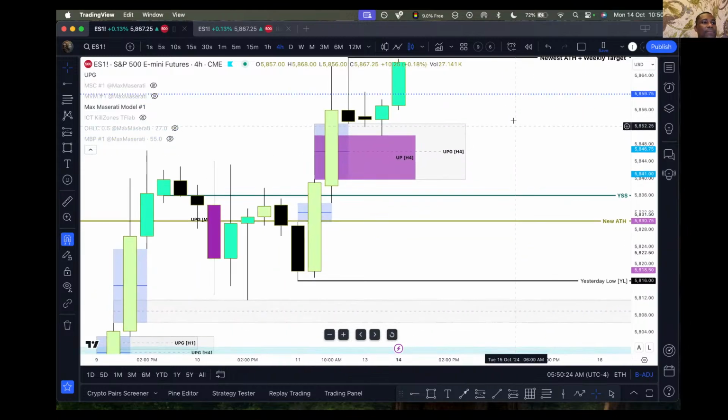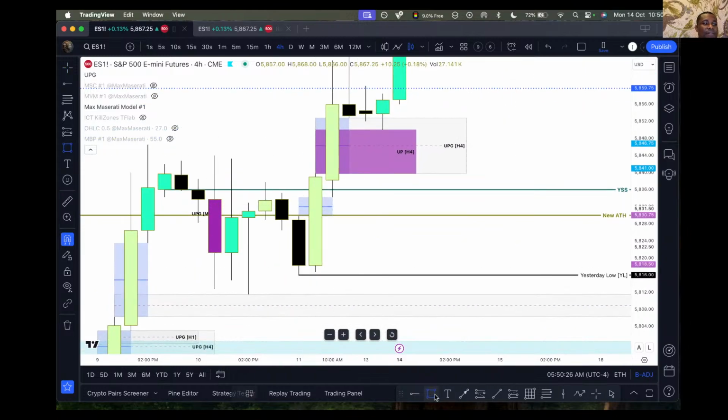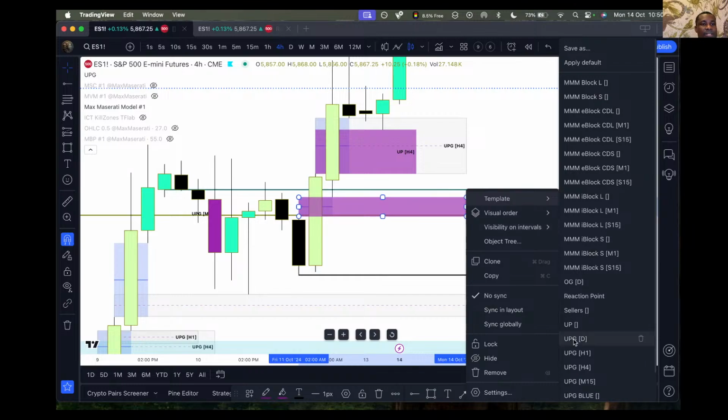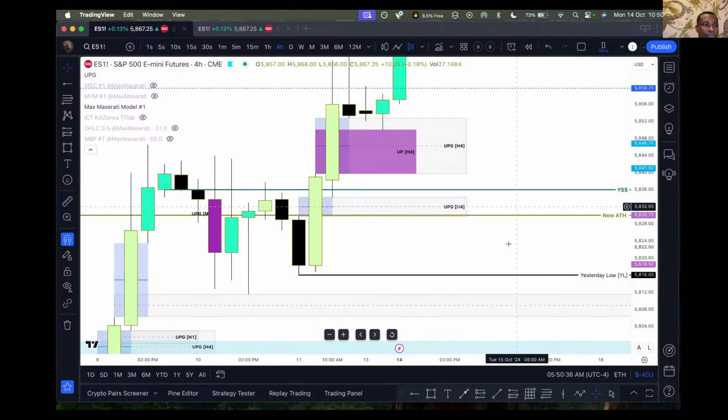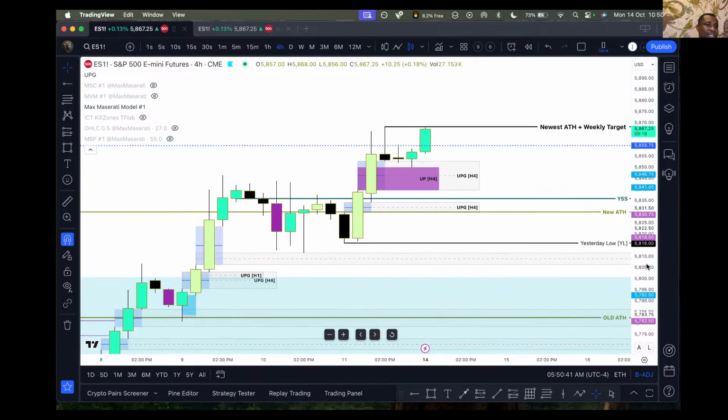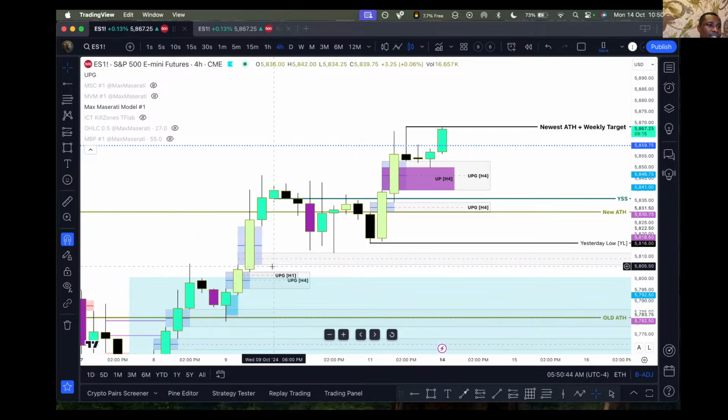Okay, and then as we can see down here, we have another unfair pricing gap. So let's mark it out on the 4-hour. This is our unfair pricing gap, 4-hour. All right. And then as we can see here, price is quite strong at this level.